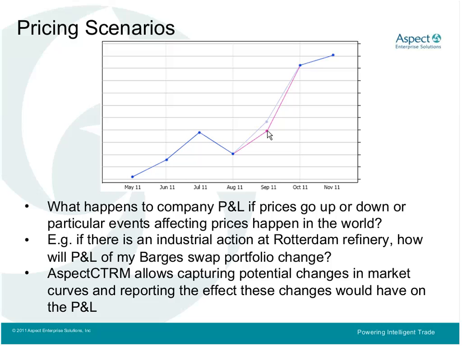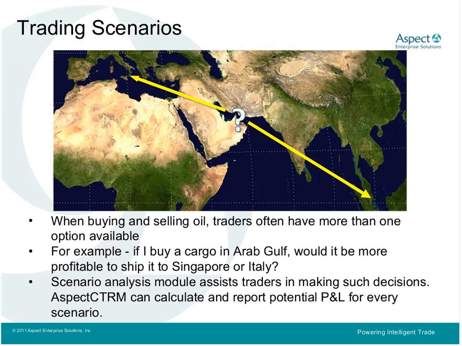The second use case is trading scenarios. There is a good example on this map. Imagine that you buy a cargo, if you have a supply contract for crude oil in the Arab Gulf, and you may have multiple opportunities where to sell it.